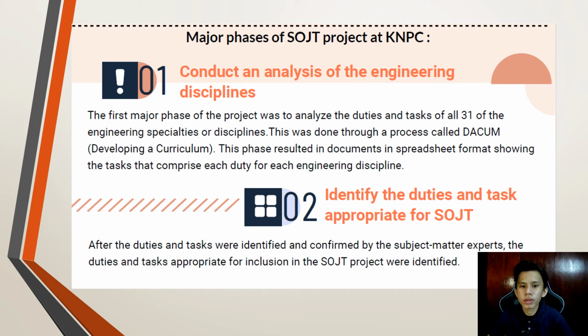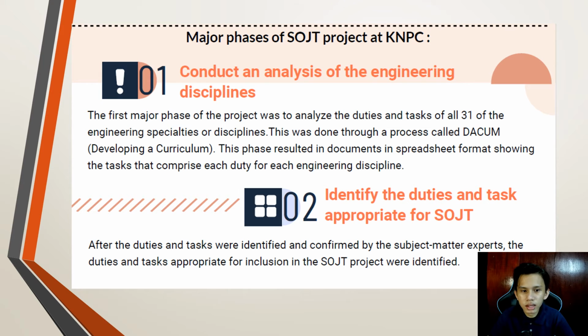The first step in the major phases of the SOJT project at KNPC is to conduct an analysis of the engineering disciplines. The first major phase of the project was to analyze the duties and tasks of all 31 of the engineering specialties or disciplines. This was done through a process called DACUM, Developing a Curriculum. This phase results in a document in spreadsheet format showing the tasks that comprise each duty for each engineering discipline.